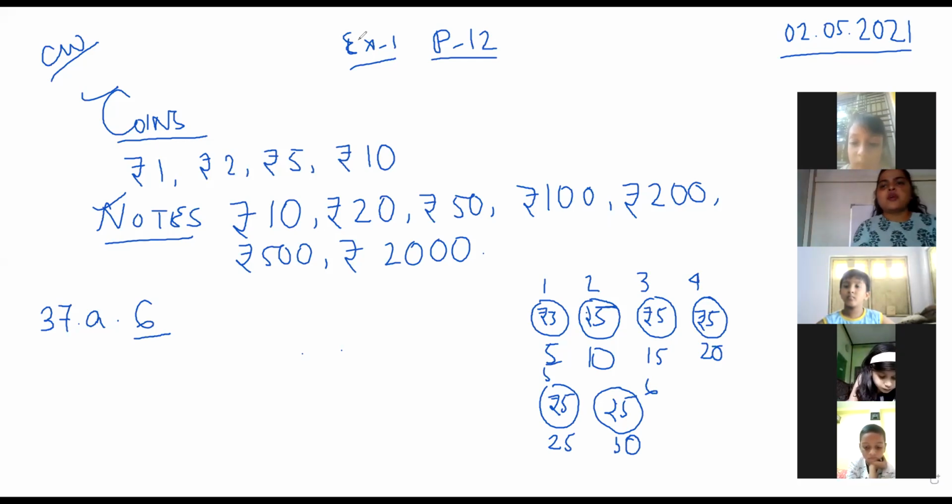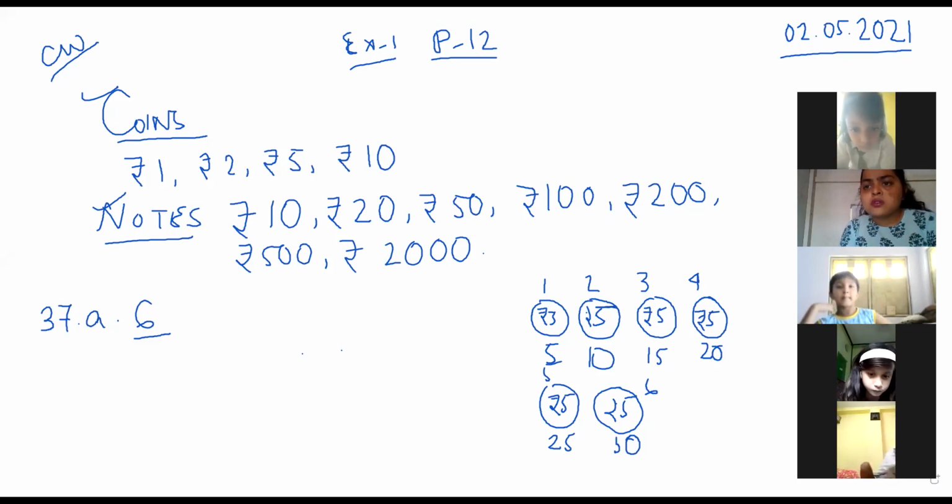Write the rest of the question in your copy. Okay, the rest of the question means 6 five rupees coins are needed to make rupees 30.